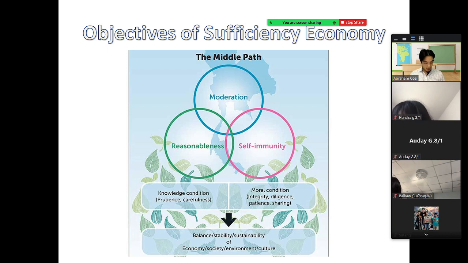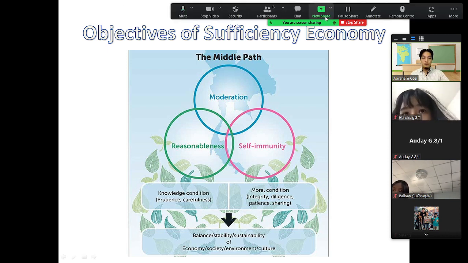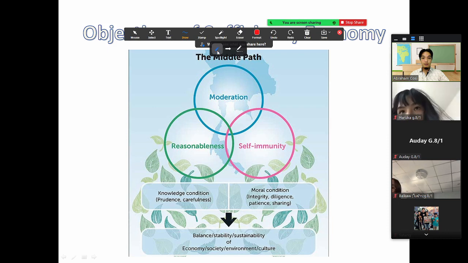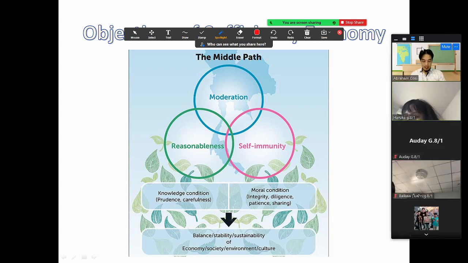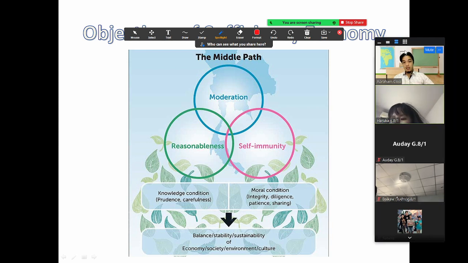Now we will move to page 49. Everybody, please go to page 49. So what do we have on page 49? Haruka? The problems of production of goods and services in the region.